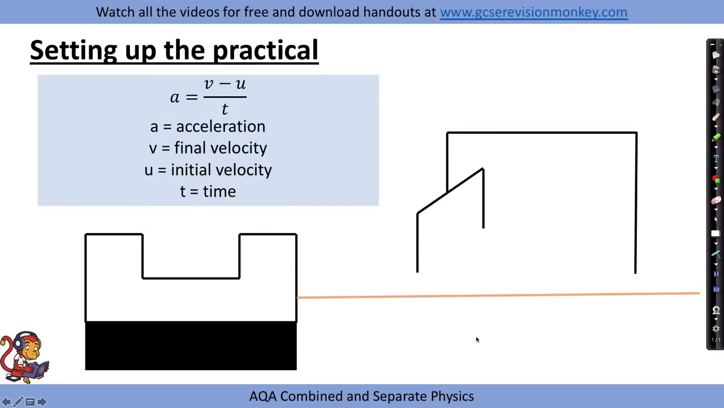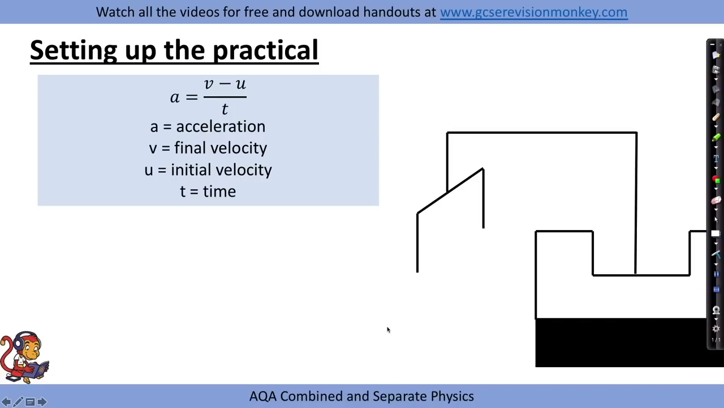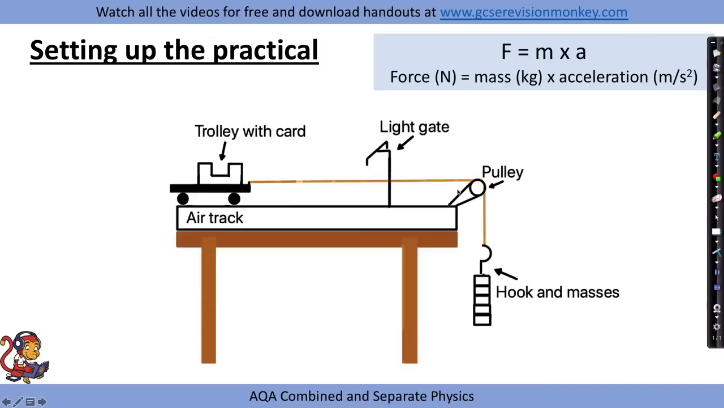We are going to discuss how to set up the full practical in just a minute, but to calculate the acceleration part of it, we're using string to pull the trolley through the light gate, which will automatically record acceleration for us. The diagram below shows the rest of the equipment that we need to set up for the practical.